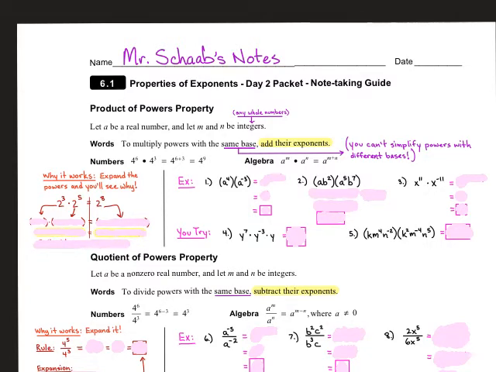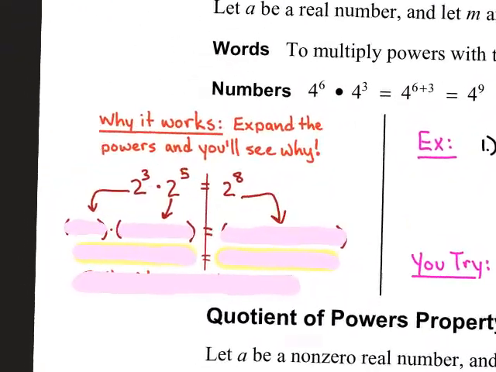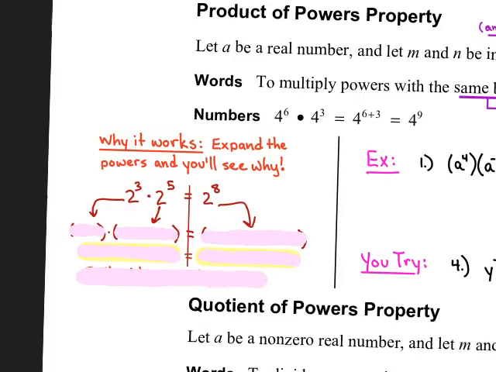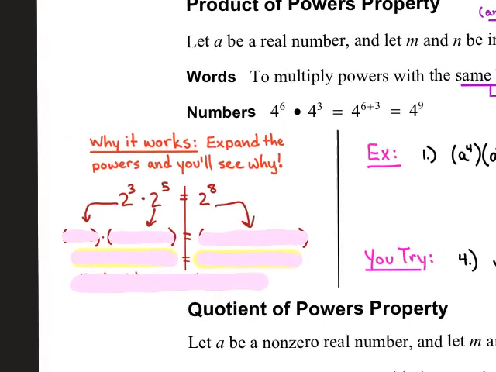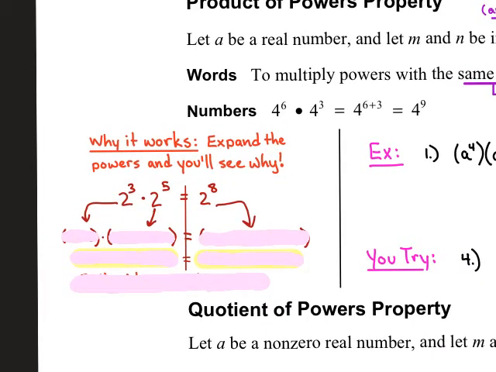All right, now, first off, I'm going to zoom in a little bit over here. I think it's important that we talk about why it works. So real quick, if you look at this sentence, this is the rule that we just talked about. If you have 2 to the 3rd power and 2 to the 5th power, you get 2 to the 8th power because we add that 3 and that 5 and we get 8.